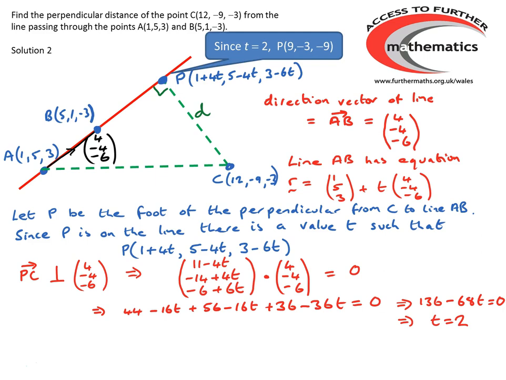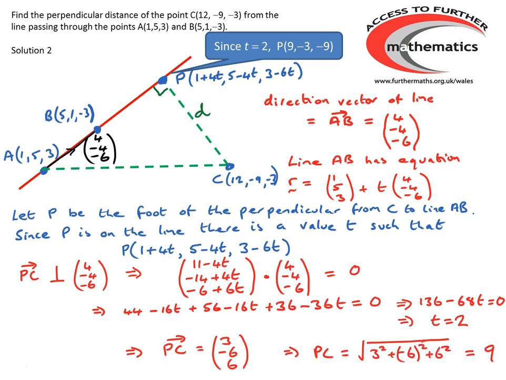Now if t is 2, we know the coordinates of the point P are (9, -3, -9). And the vector P to C is going to be (3, -6, 6). So the length P to C is 9 units exactly. Same answer we've got before, except this one actually is exact, whereas the previous one was to 3 significant figures.